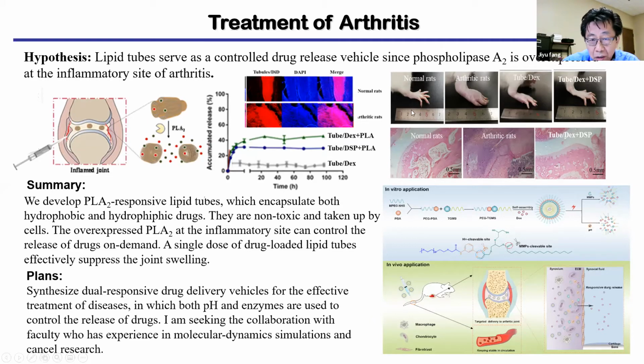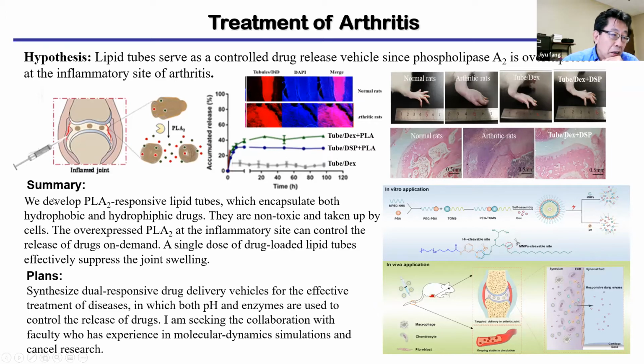With a single injection, here is a photographic image of the foot of a normal rat and an arthritic rat. You can see the swelling. One single-dose injection using the lipid tube with the hydrophilic drug, in this case located inside the lipid tube, can reduce the swelling. Treatment using the lipid tube containing both drugs can significantly reduce the swelling and recover the damage of the tissue as well.